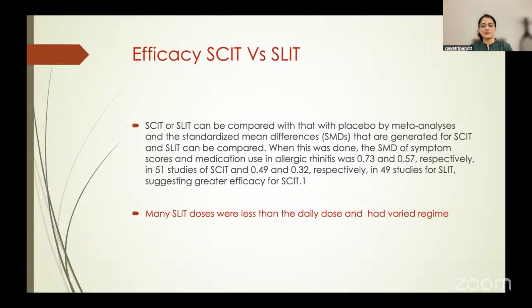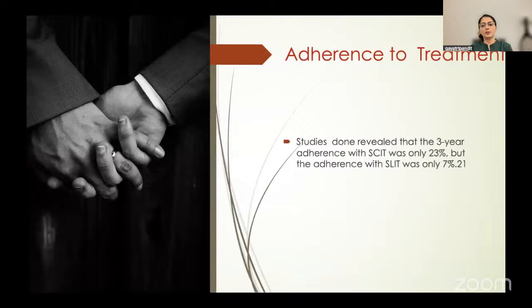Whereas since we don't have a dose response curve for SLIT, the studies included in these meta-analyses had varied patterns of representation among SLIT itself. So probably if you isolate the studies which use a high dose of SLIT and have a uniform dosage, we will be able to get a better scientific outcome.